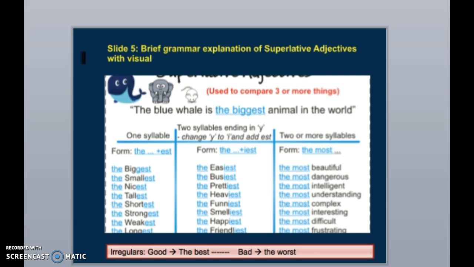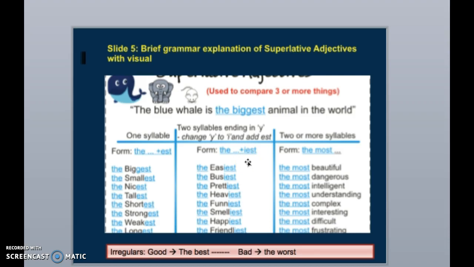So in this case, I found this slide online. So that superlative adjective is used to compare 3 or more things. And what we're looking at in this example from this rich text are one-syllable adjectives. The adjective plus EST, biggest, smallest, nicest, tallest, etc. But we also looked at one of the spelling changes that happens with adjectives that end with Y, such as easy, busy, pretty, heavy, where the Y changes to I plus EST.